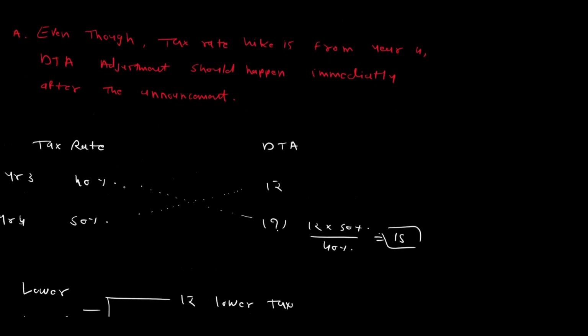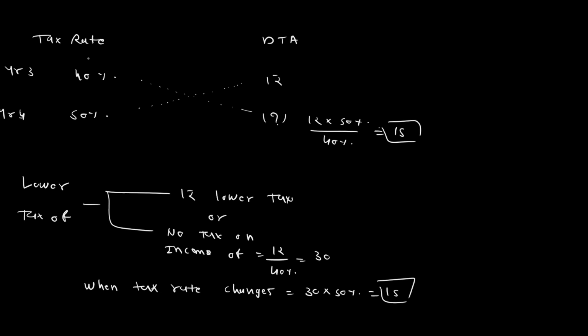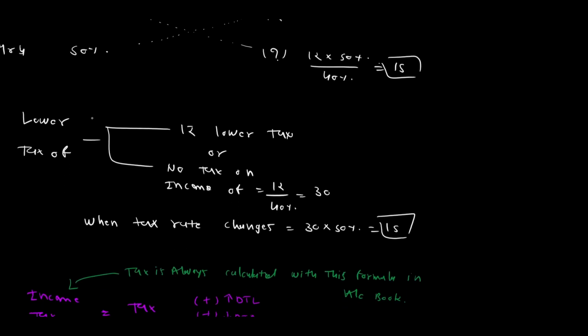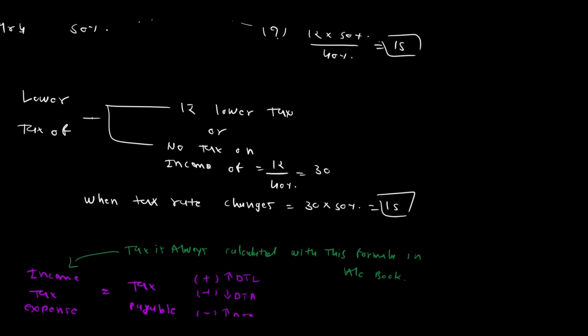So let's understand how. My tax rate is 40%, DTA is 12, and the new tax rate is 50%. So what would be the DTA? 12 into 50% divided by 40%, so 15 will be my DTA for the tax rate of 50%. So 12 for the 40% rate, 15 for the 50% rate. Let's understand why we need to adjust the DTA or DTL.